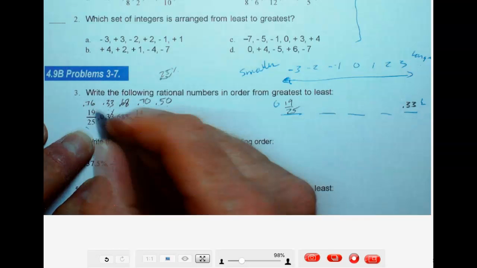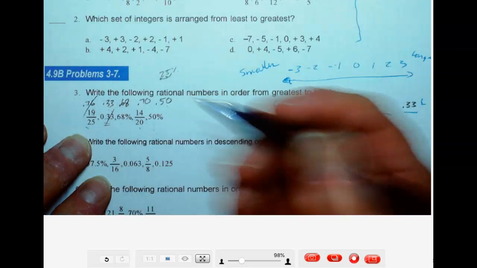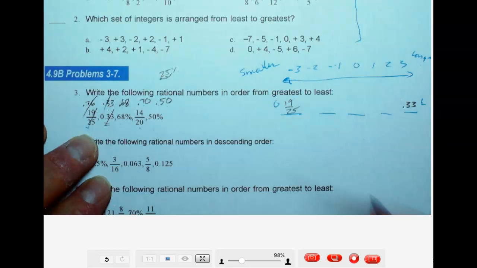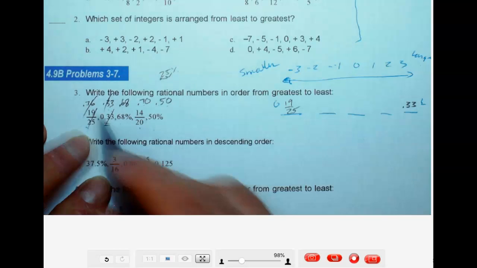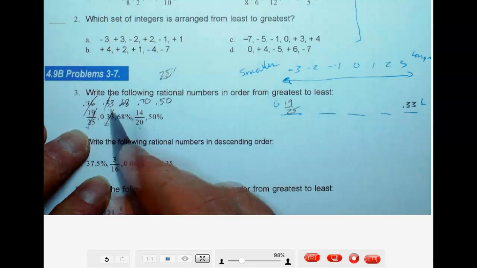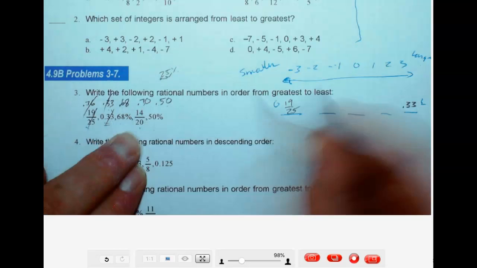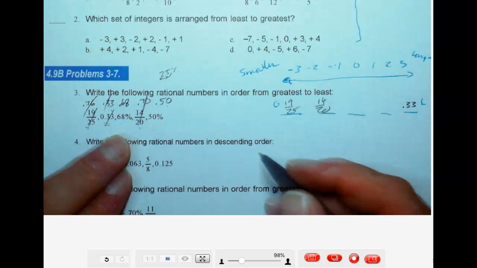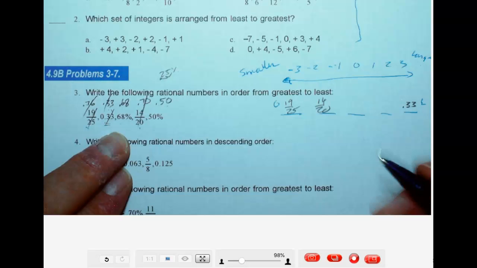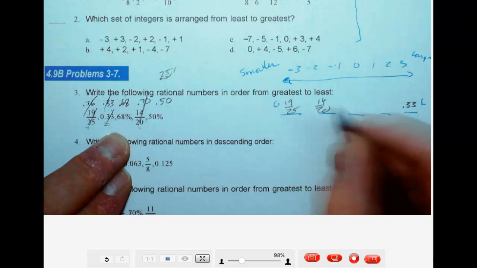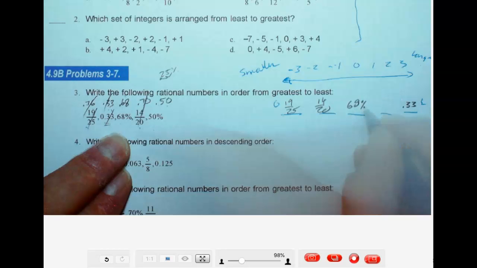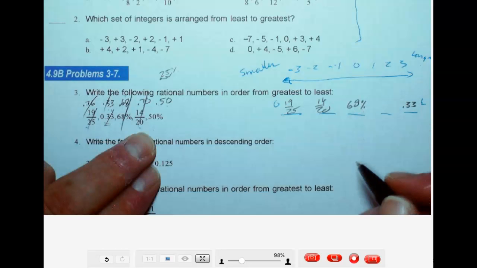Cross that off. Get these two crossed off. The next biggest one after 76 would be 70, so that's 14/20. Cross those off. Then we have 68 cents, and now 68%. Cross those off. And then the last one is 50%.